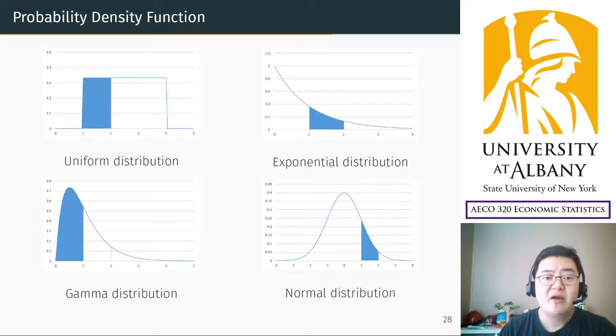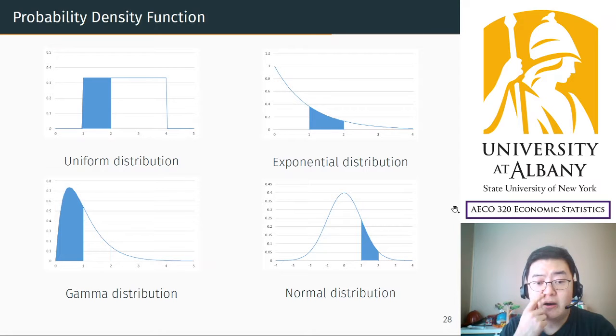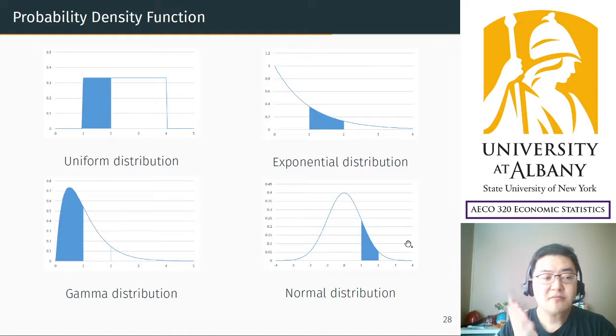Still, the idea is the same. If you are looking for probability between 1 and 2, oh, I painted on the other side. Anyhow, then you have to calculate this area. For the uniform distribution, calculating this area is not a big deal, right? It's a rectangle, but exponential distribution is a little bit, it's not flat, it's not a straight line, and gamma distribution looks even more difficult to calculate, and normal distribution also has a weird shape. So in general, you cannot calculate the area directly using rectangles.